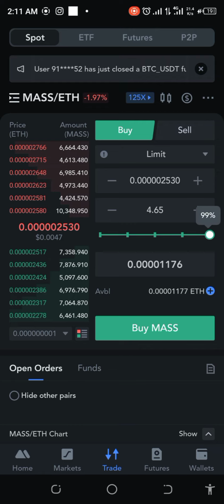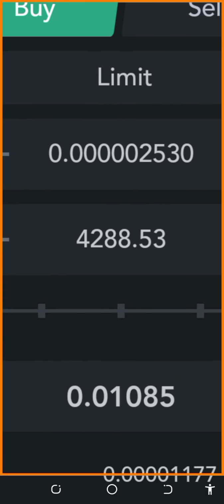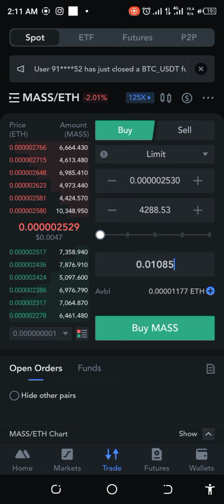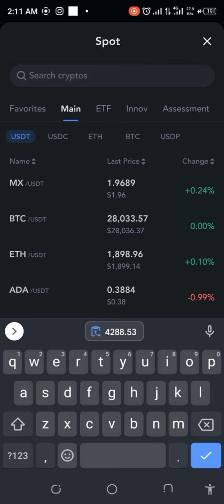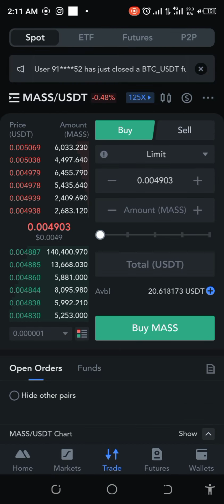Okay, let me go back. Let's do sell and buy again and put our ETH here. So we're back to 4288. Okay, 4288, so we're going to copy that, and then go over and try to sell this at MASS USDT. Let's see how this will go. Let's click on this and put that there. Oh, 21.02. That's about 50 cents.